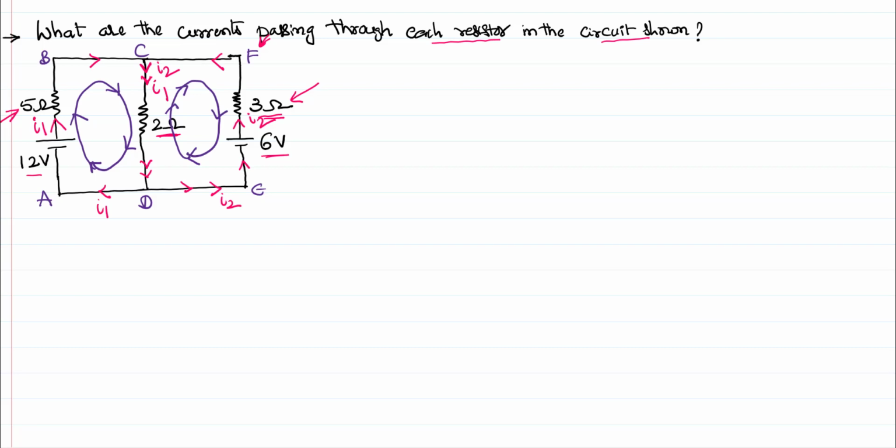After choosing the clockwise direction, we shall remember the rules. If the current passing across any element is in the same direction that we have chosen, consider that potential drop as negative. Otherwise, consider that potential drop as positive. So here I1 is passing through 5 ohms in this direction and the clockwise direction is also going in the same way. So the potential drop across that is negative. What could be the equation I can write? Minus 5I1, right? I can write an equation like minus 5I1.